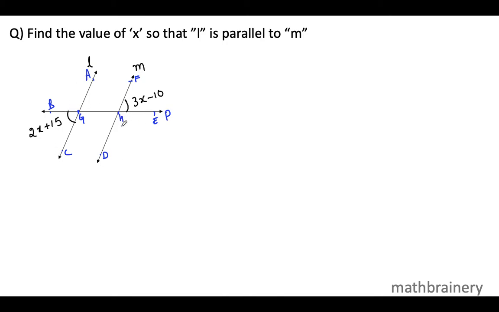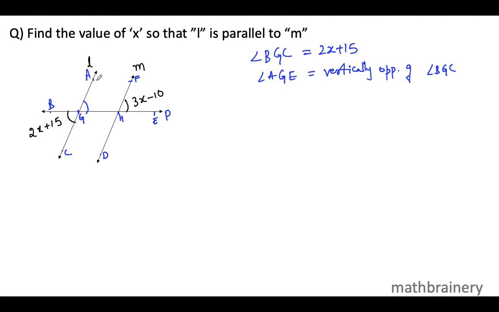Why am I naming this like this? Because I want to name the angles here to proceed with the problem. Now here this angle 2x plus 15 is the angle BGC. Alright, angle BGC is 2x plus 15 degrees. Angle AGE or angle AGH, both are same. Angle AGE is vertically opposite to angle BGC. Angle BGC and angle AGE are vertically opposite angles.